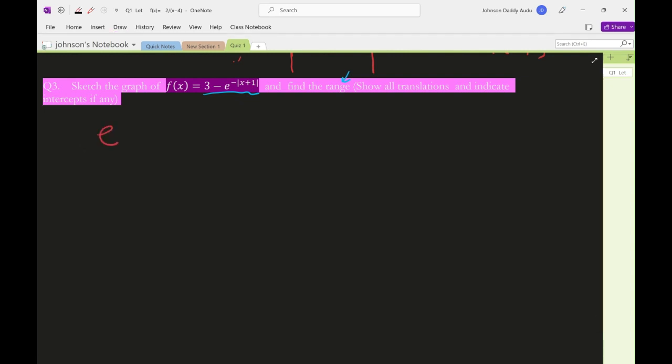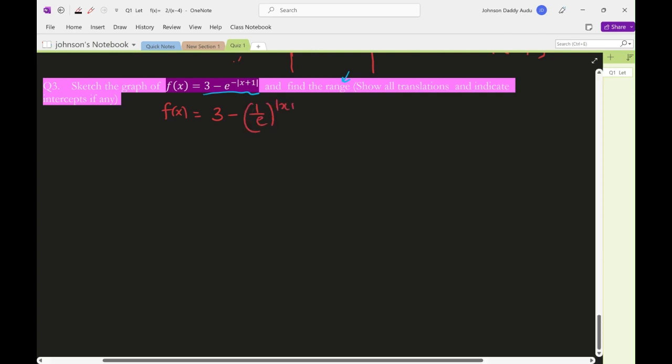We can start with the graph of e to the power of x. We can start with this. Right, yes, we can start with e to the power of x. Or we can rewrite this. If you can see this function, your f of x, we can rewrite f of x as 3 minus, this is going to be 1 over e, then x plus 1 is the same story, right?